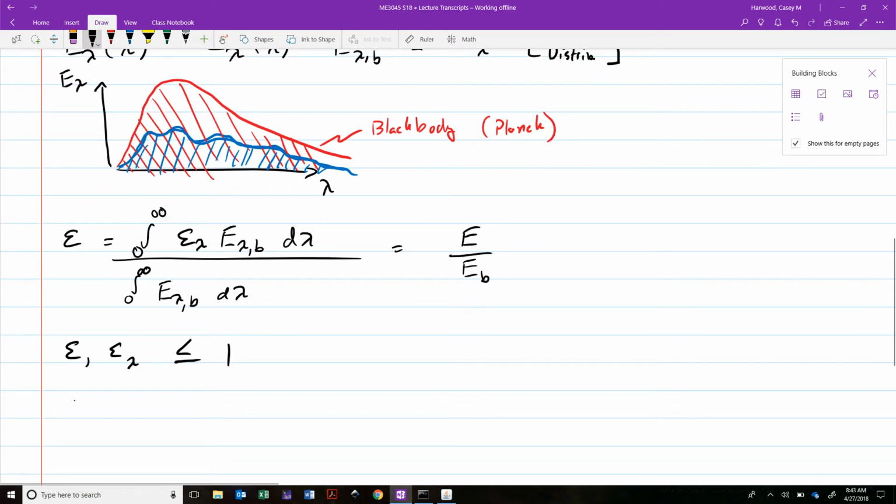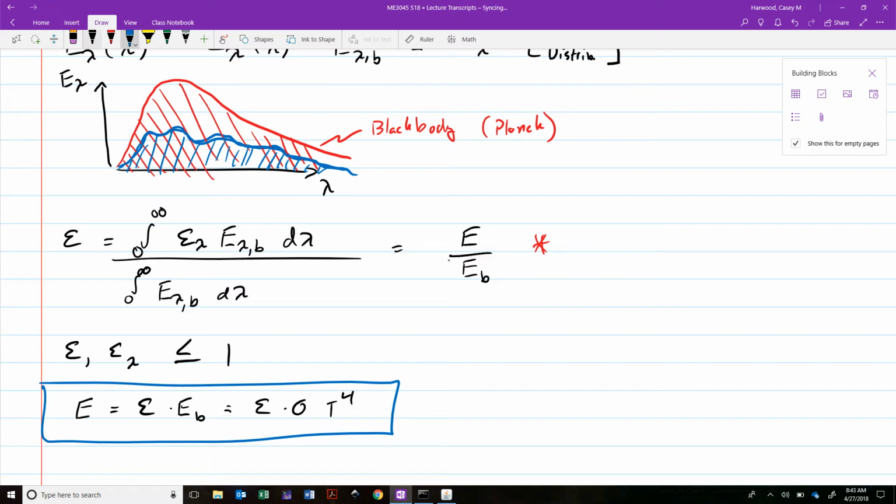So it's trivial, but the idea is that this expression right here leads to the familiar expression for the emissive power of a real surface, which is that E equals epsilon times E sub B, or epsilon sigma T to the 4th. And so we'll go ahead and say this is the emissive power, or total emissive power, of a real surface.